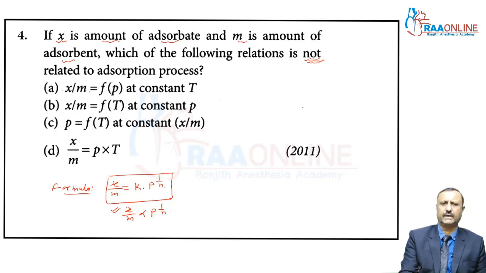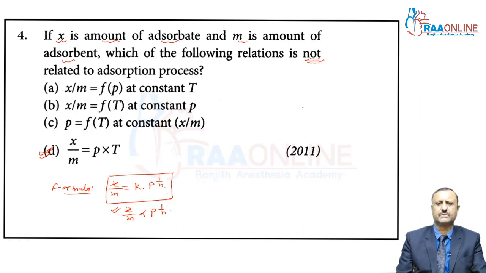Here you can see x upon m is a function of p at constant temperature. x upon m is a function of T, temperature, at constant pressure, and p is a function of T at constant x upon m. But here this D is not a correct answer. By this formula you can see these are the conditions, and these conditions apply in the Freundlich adsorption isotherm.